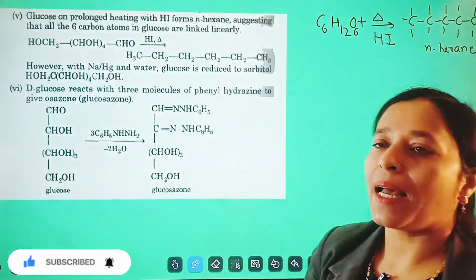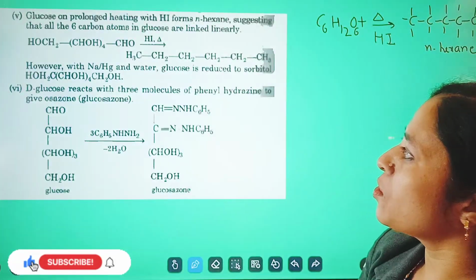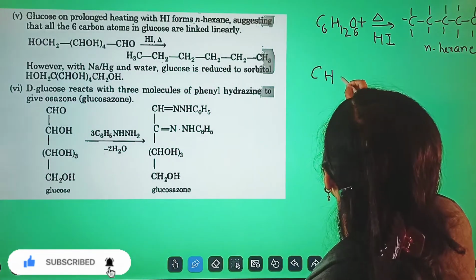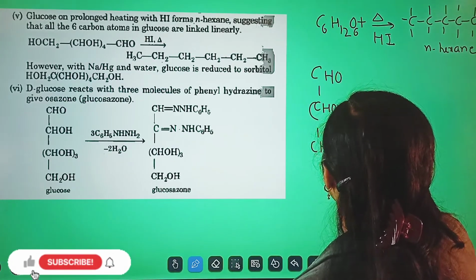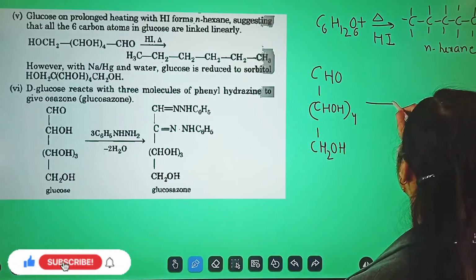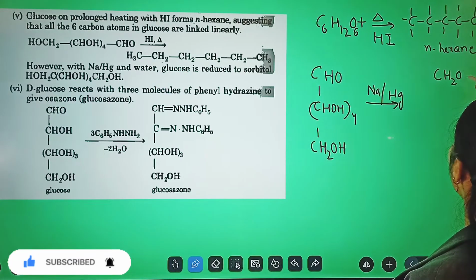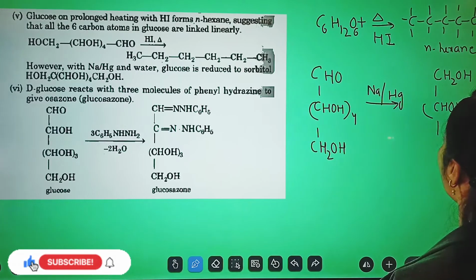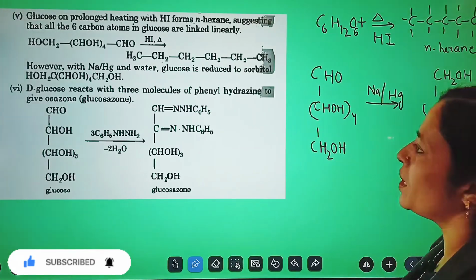Now with sodium in the presence of mercury and water, glucose is reduced to sorbitol. The one aldehyde group that is present in glucose gets reduced to a primary alcohol. One primary alcohol group is always present in glucose. Now on reacting with sodium in the presence of mercury, it forms another primary alcoholic group. It gets reduced to an alcoholic group. So now we have 2 alcoholic groups in this structure, and it will be known as sorbitol.